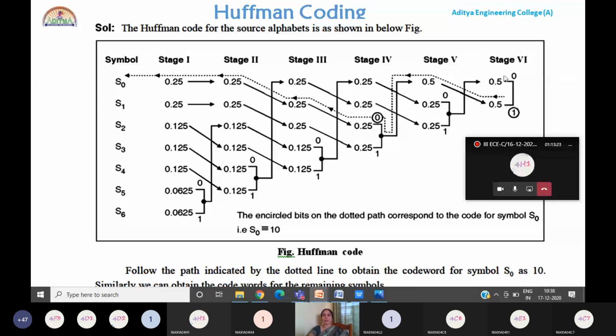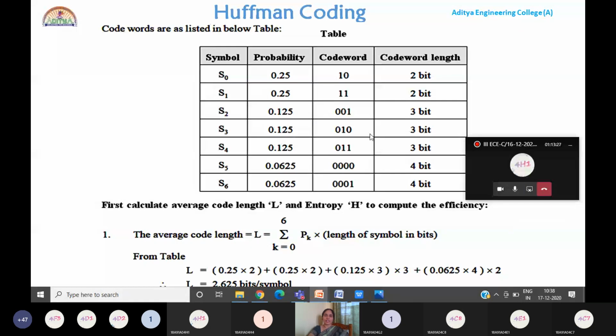Okay, so directly represent it in the table, no problem. There is no need to represent the table like this. Directly you can continue the code word after all 6 stages. So we have a certain number of stages. You can directly write the code word and its length directly in the Huffman chart, as we did in the Shannon-Fano coding procedure.